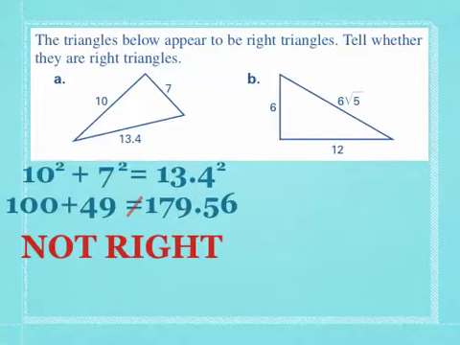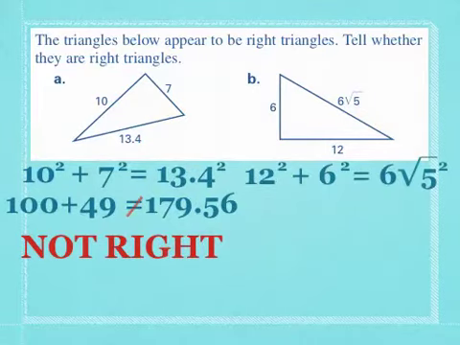For example B, if you have an example like this, and you're not quite sure if 6 square roots of 5 is larger than 12 or not, you can go ahead and plug it into your calculator and see what 6 square roots of 5 is in decimal form. But it will be the longest side in this triangle. So I can apply the Pythagorean theorem, and I can say 6 squared plus 12 squared equals 6 square roots of 5 squared.